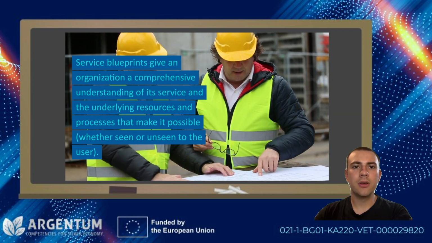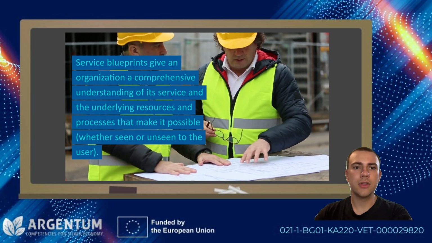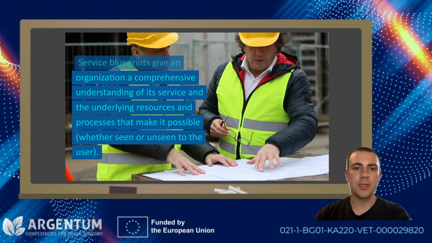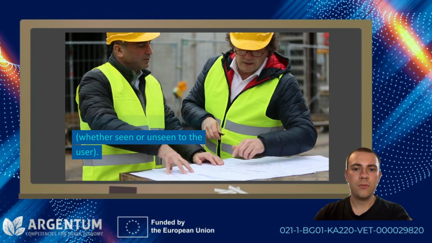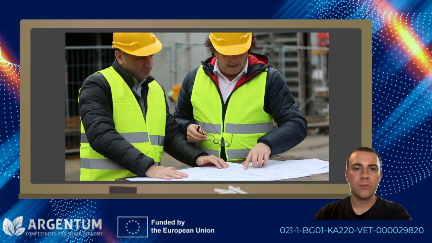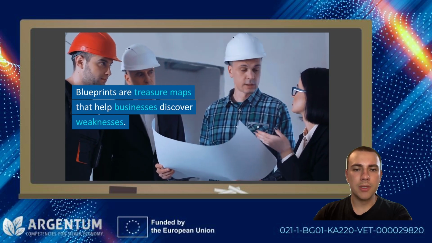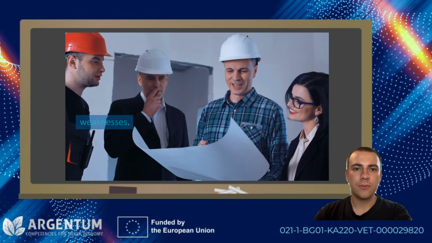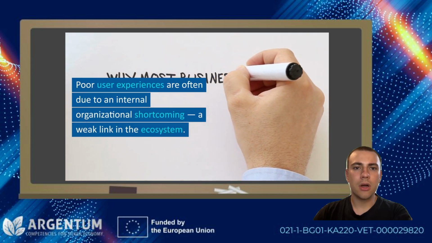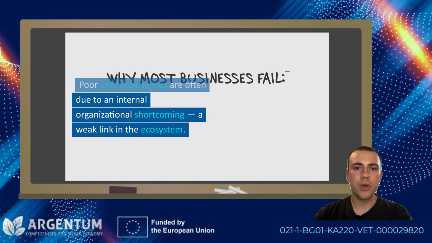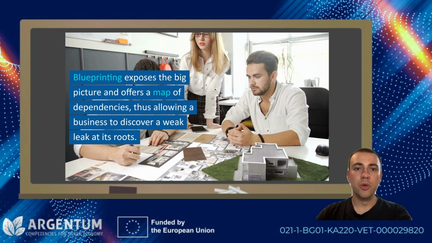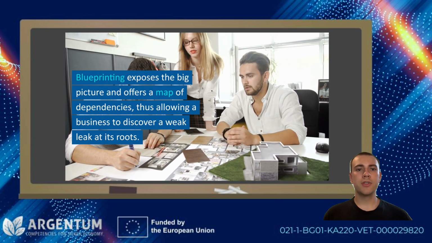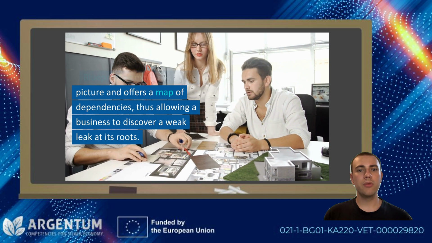Service blueprints give an organization a comprehensive understanding of its service and the underlying resources and processes that make it possible, whether seen or unseen to the user. Blueprints are treasure maps that help businesses discover weaknesses. Poor user experiences are often due to an internal organizational shortcoming, a weak link in the ecosystem. Blueprinting exposes the big picture and offers a map of dependencies, thus allowing a business to discover a weak link at its roots.